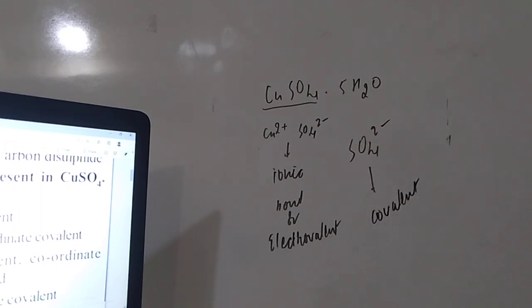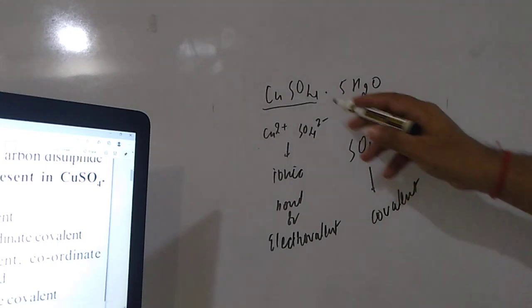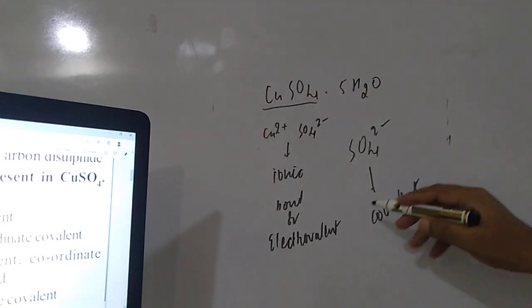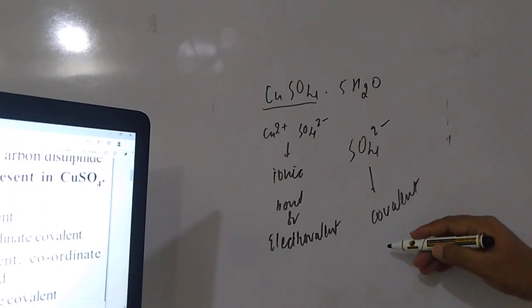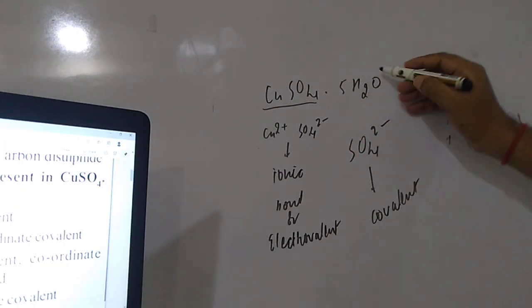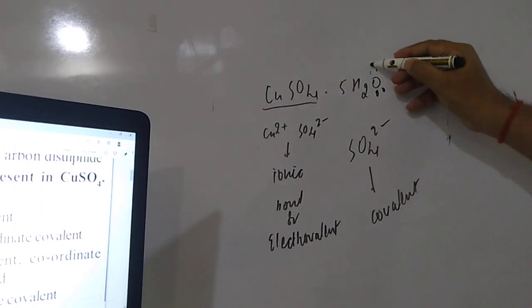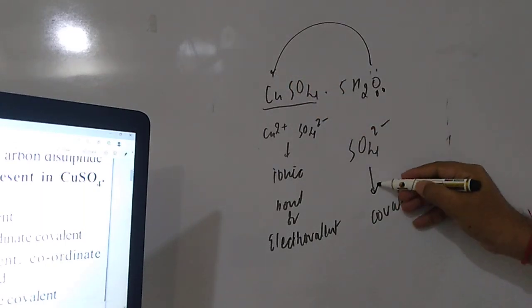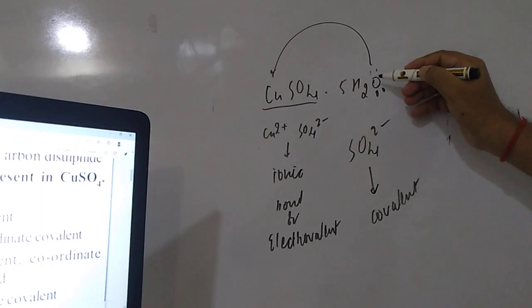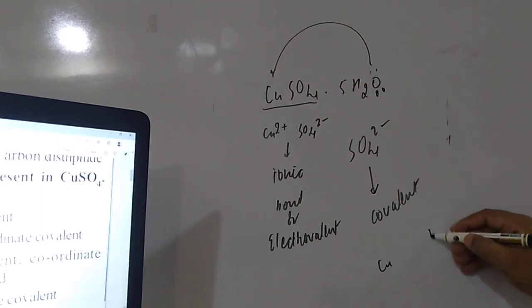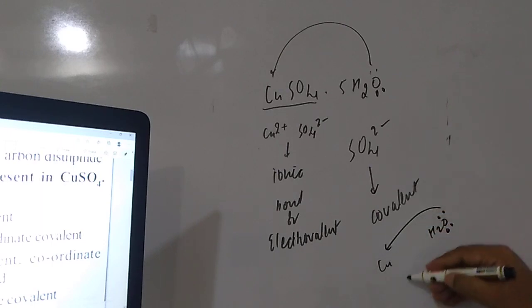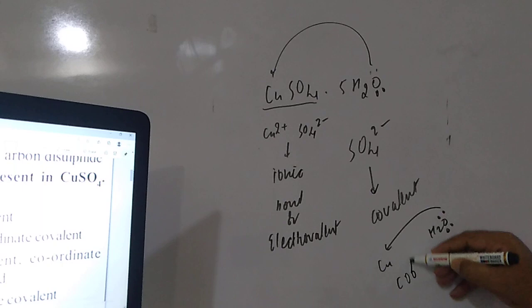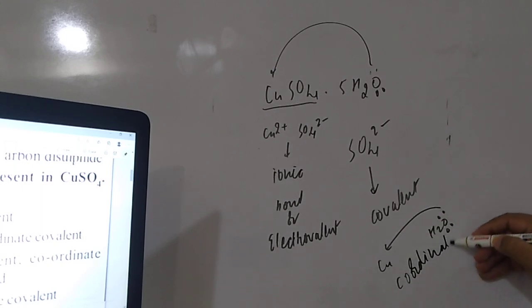Okay, and then if you're talking about CuSO4.5H2O, it also has a coordinate bond. Here the lone pair of electrons has to be supplied to the copper. So this is Cu, and here is H2O. Because of the lone pair of electrons, water supplies it, so one more bond is there. That is known as what? Coordinate bond. Okay, this is the coordinate bond.